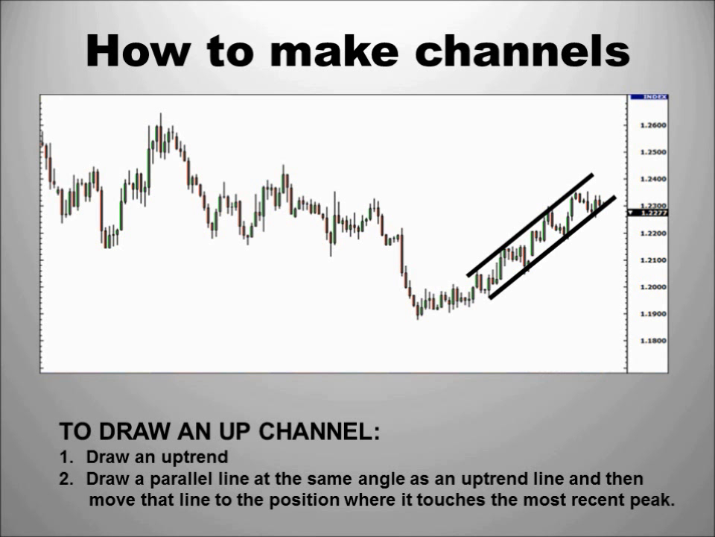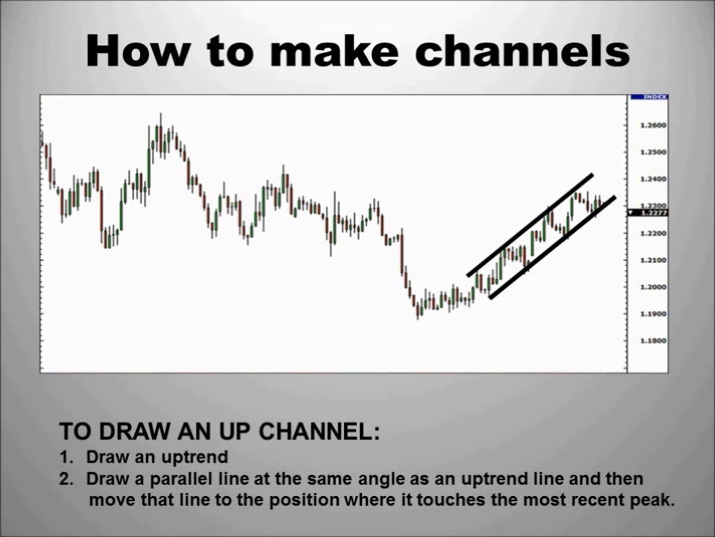Now, on your trading platform, you do have the option of drawing parallel lines. So it's more likely that you're not going to make your own parallel line, but your software program will be able to assist you in making the parallel lines. So after we draw the uptrend, we select the option of creating a second line, which is parallel to the uptrend, and we place this at the position of its most recent peak.